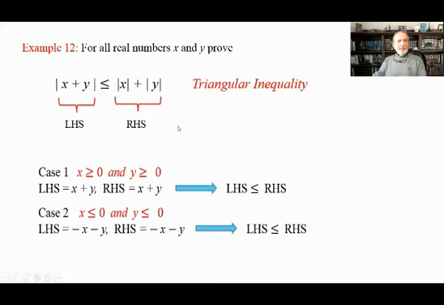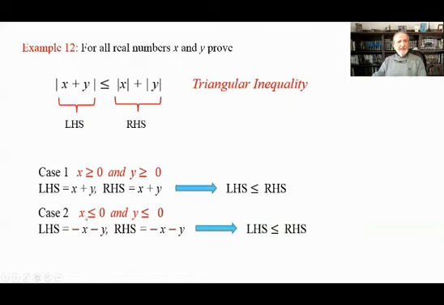Here's another example where you need to use a case-by-case basis. For all real numbers x and y, let's prove the absolute value of x plus y is less than or equal to the absolute value of x plus the absolute value of y. That's called the triangle inequality. Case 1, x positive and y positive, then the absolute value of x plus y will be x plus y. The absolute value of x will be x, the absolute value of y will be y, and obviously the left-hand side is less than or equal to the right-hand side. It's equal in this case.